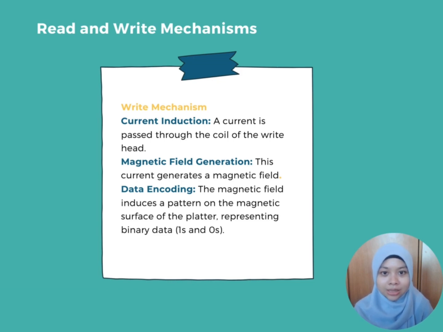Let's look at the write mechanism first. Writing data involves three main steps. In the first step, a current is passed through the coil of the write head. After that, this current generates a magnetic field. Lastly, the magnetic field induces a pattern on the magnetic surface of the platter, representing binary data 1 and 0.